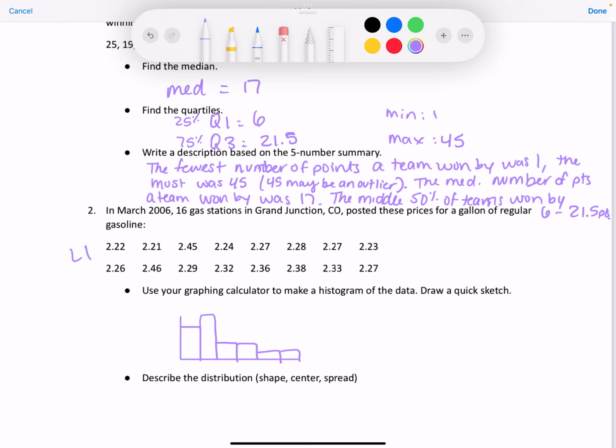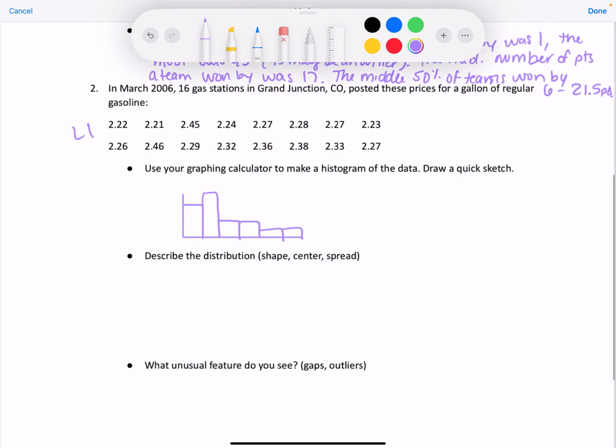We're gonna come back to the graph in a second, but describe the distribution: shape, center, and spread. Basically we're looking for the 5-number summary, but we're also looking for unimodal, bimodal, uniform, symmetric, or skewed. So what is this one? Okay, what else do we know about it? It's unimodal, and it's a right skew. Unimodal and skewed right, because the tail is on the right.